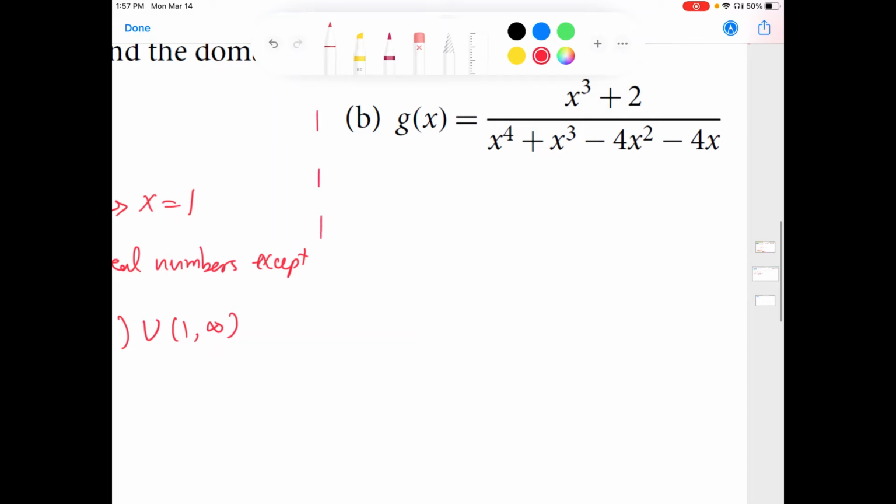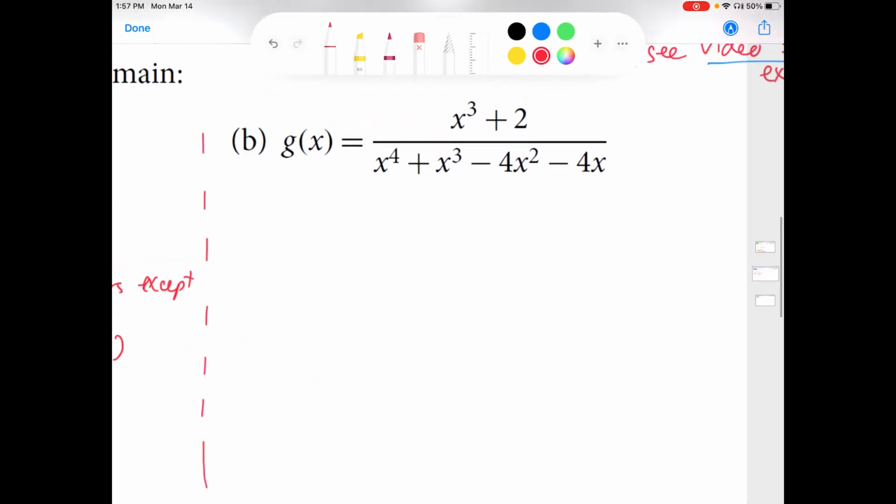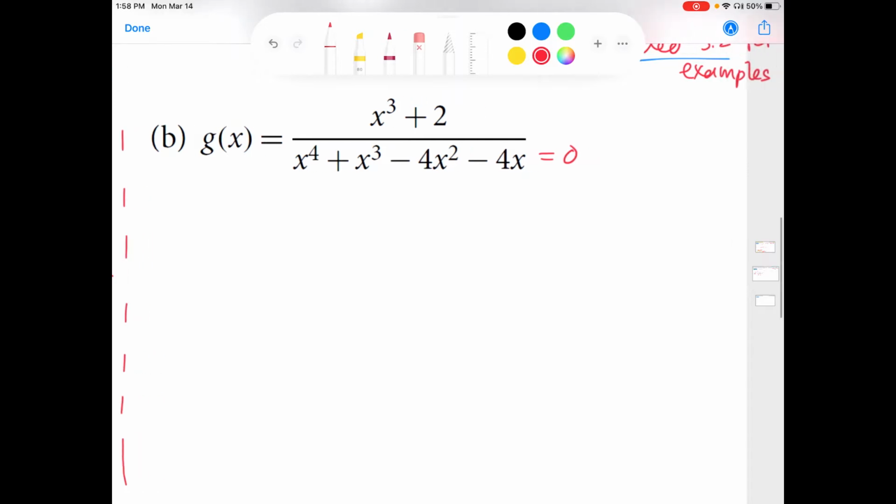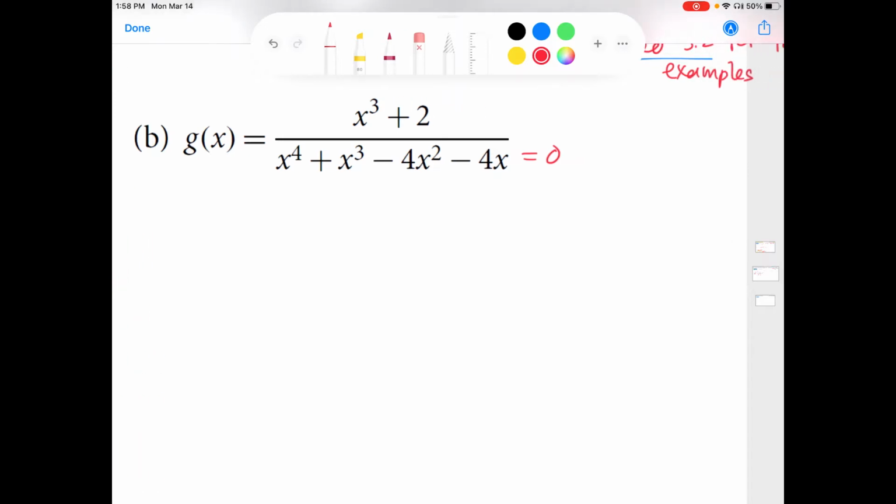So now let's look at part B here. This is a much more involved rational function. Again, we can classify it as such. This is a cubic polynomial. This is a quartic polynomial, so this is a ratio of polynomials, so rational function, check. We want to find the domain, so we're going to look at the denominator, set this equal to 0, and then figure out what those points are that need to be excluded from the real line to yield our domain.